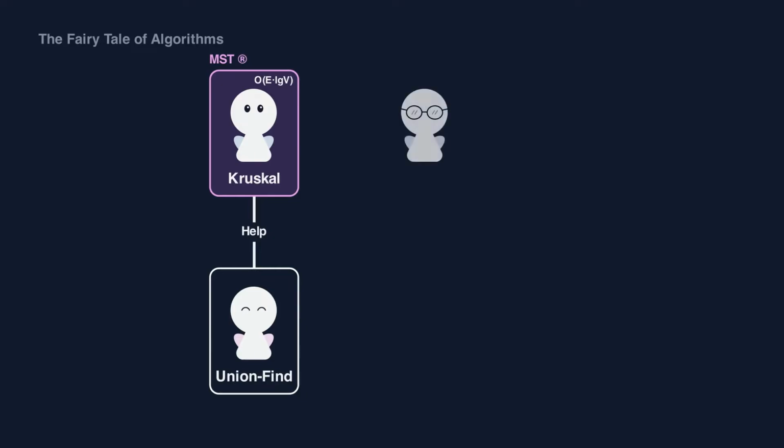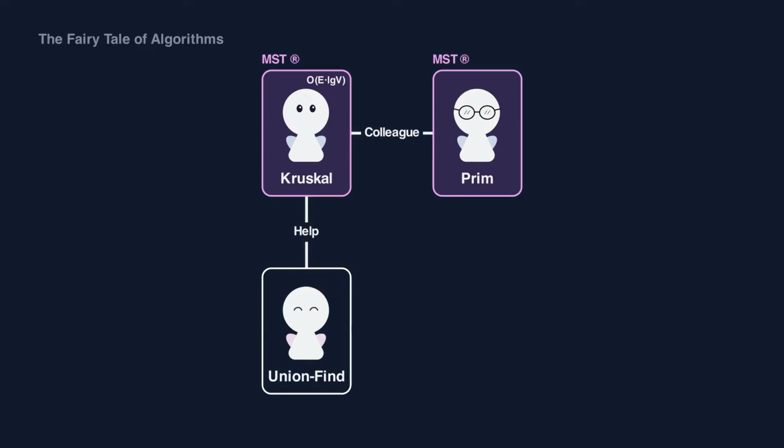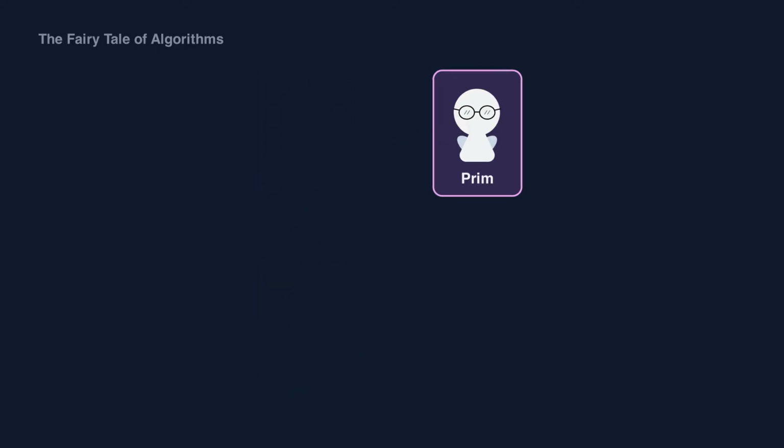There was another guy in MST Corporation called Prim. He was Kruskal's colleague. Prim was born very smart, and his IQ was about 150. He solved the MST problem in 3 days. What's more, his solution is faster than Kruskal's. Let's take a look at this amazing idea.